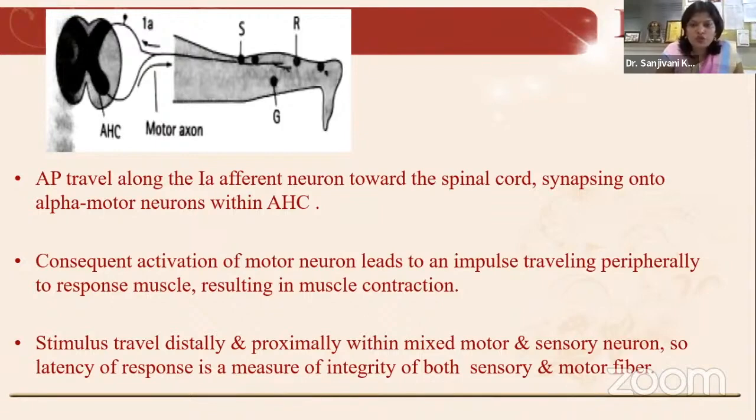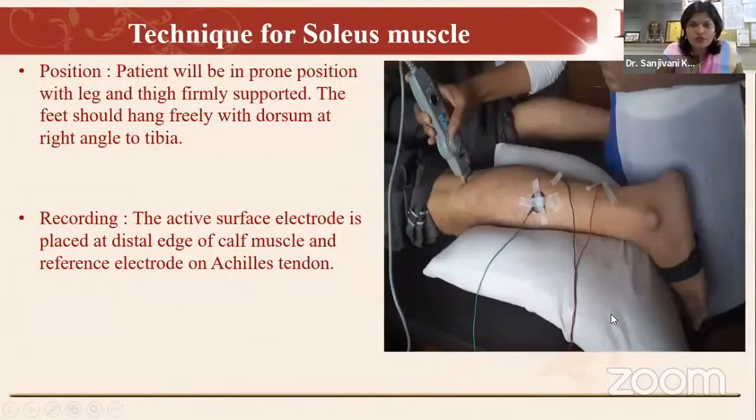Here I will show you in the software, so you will come to know how we record. We will come to that after some time. First we will see the positioning, how we will check the H reflex. Here you can see the anode, cathode and ground electrode, and this is the stimulator electrode, with the help of which we give supramaximal and submaximal stimuli. This technique is for the soleus muscle. For position, the patient will be prone with the leg and thigh firmly supported.